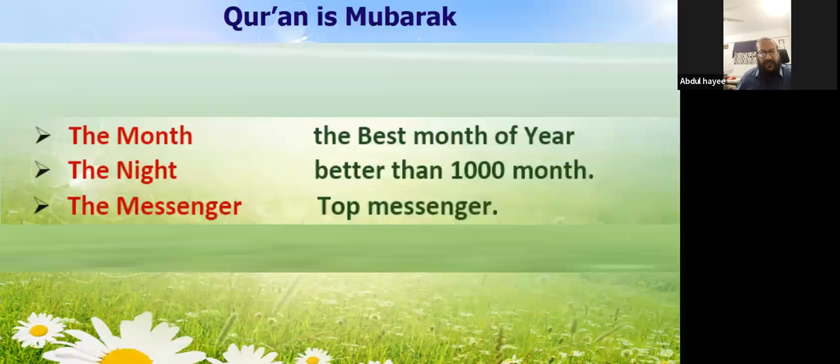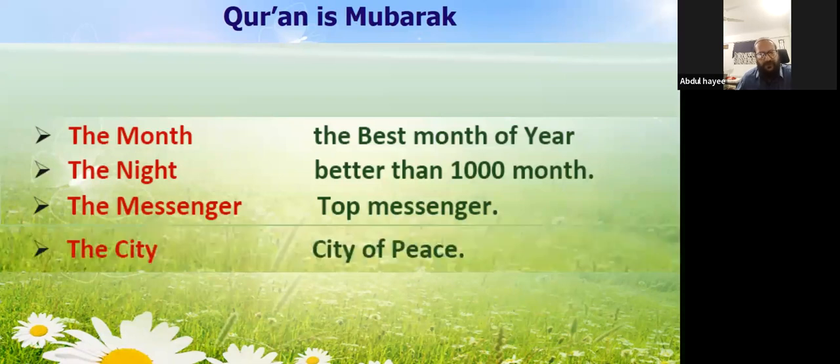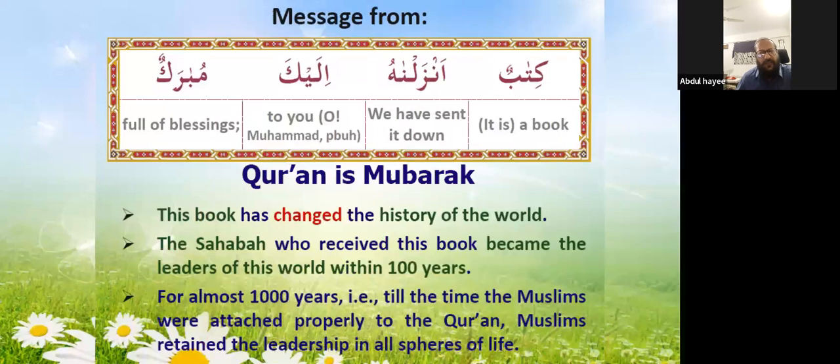Just look at the importance. The month in which it was revealed is the best month of the year. The night in which it was revealed is better than 1,000 months of worship. The messenger is the top messenger, and the city where it was revealed is the city of peace, Makkah. So Kitabun anzalna ilayka mubarakun: the Quran is a blessing. This book has changed the history of the world. The Sahaba, the companions of the Prophet, who received this book became the leaders of this world within 100 years.